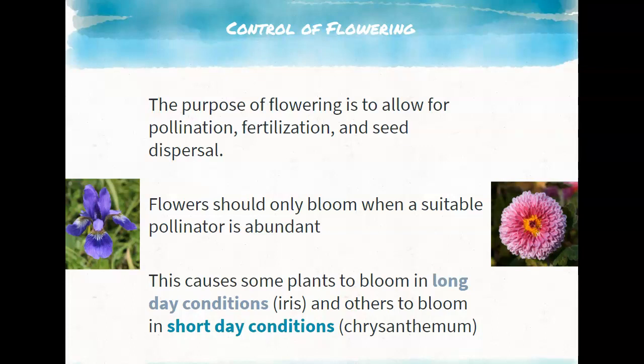With that being said, there are two types of plants. There are plants that bloom in long day conditions and others bloom in short day conditions. To give you an example, you have an iris, which is on the left, and a chrysanthemum, which is on the right. That pink flower is a chrysanthemum. Okay? I'm going to use those two flowers as examples as we go through this.